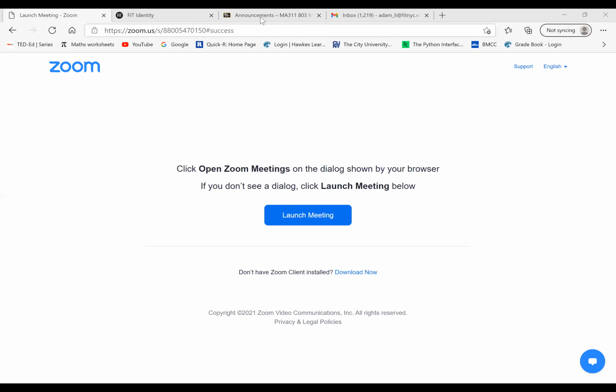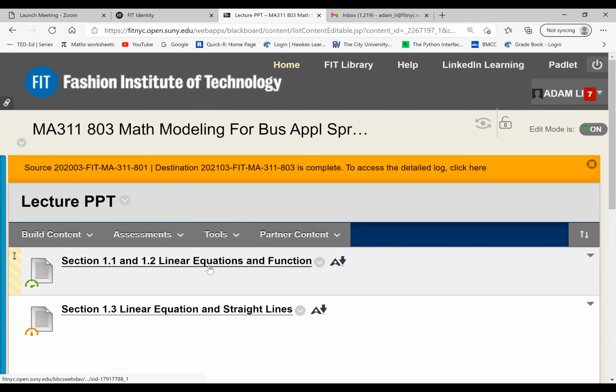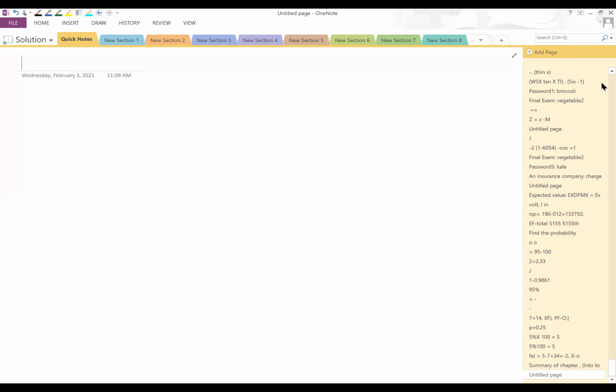And first of all, let's go to the Blackboard course. I upload a couple PowerPoint for today's lecture, so you can open that, right? Just open the PowerPoint, and we're going to talk about the contents here. So chapter 1 is mainly on the linear equation and then the application of the linear equation. And we're gonna just do some quick review on those background informations of linear equation, functions, and also the application, right? So first of all, chapter 1 is focused on linear equation and the application.